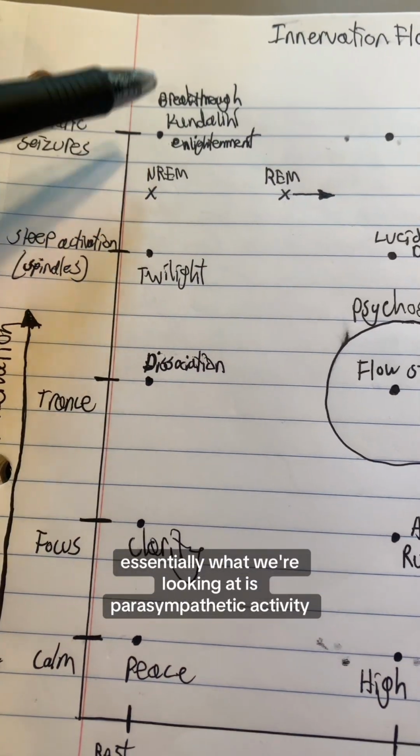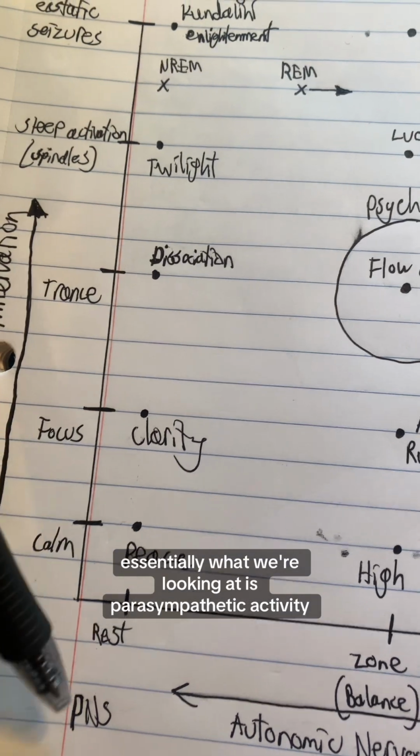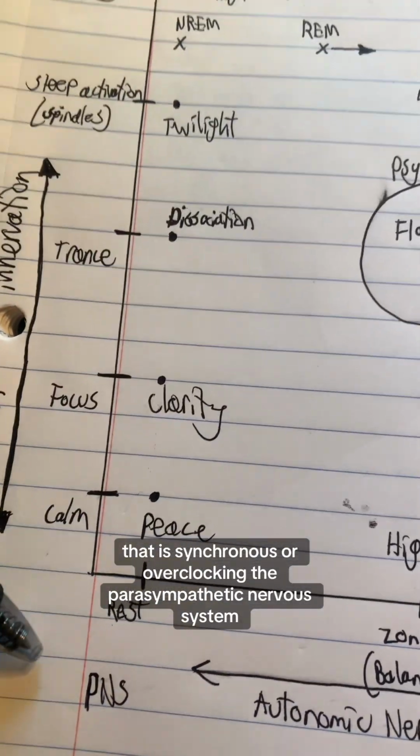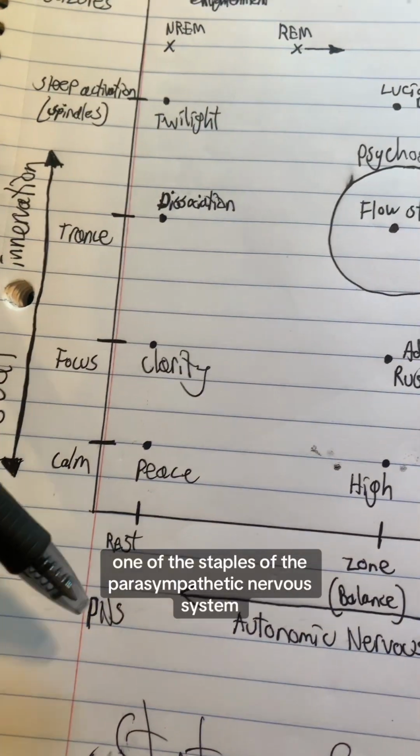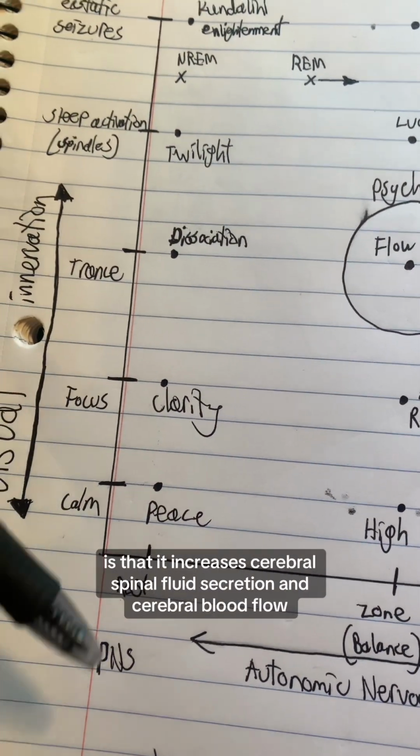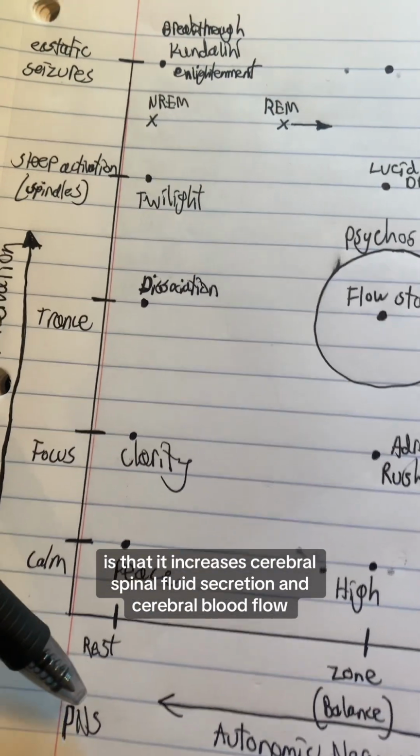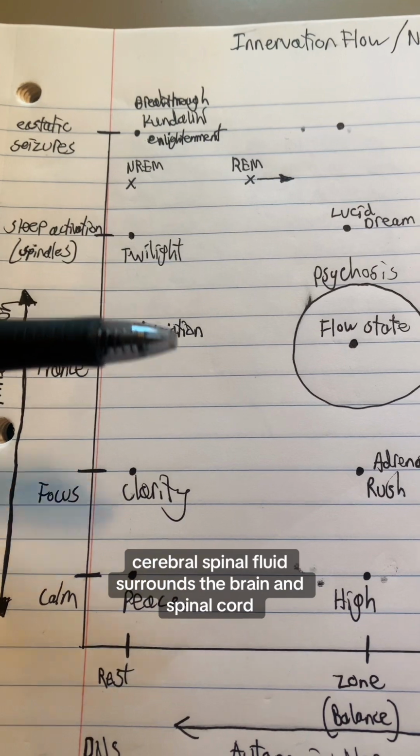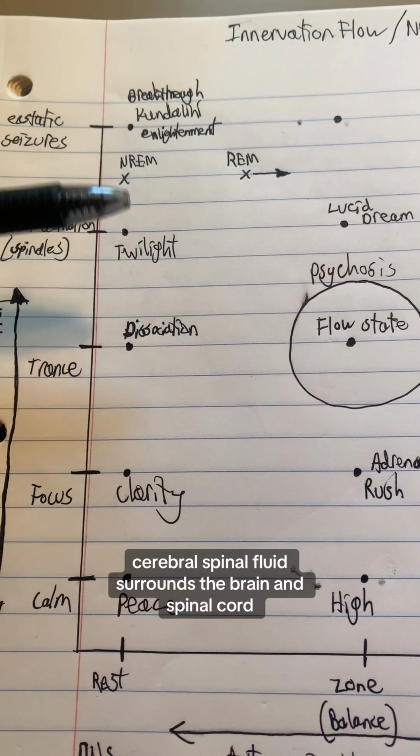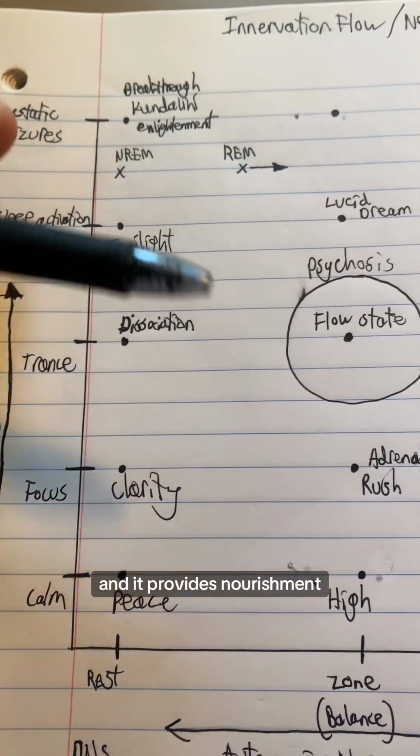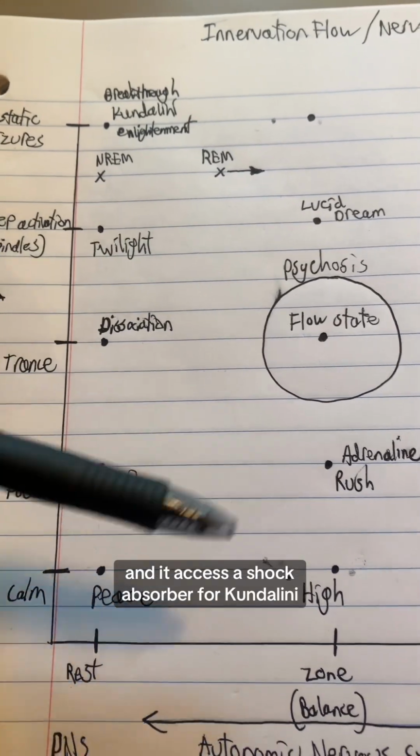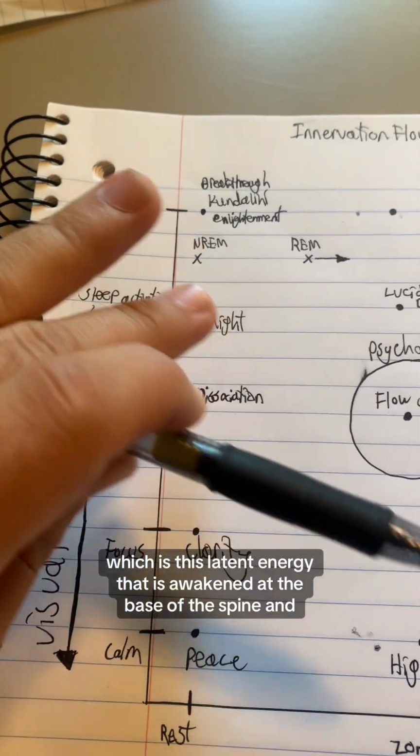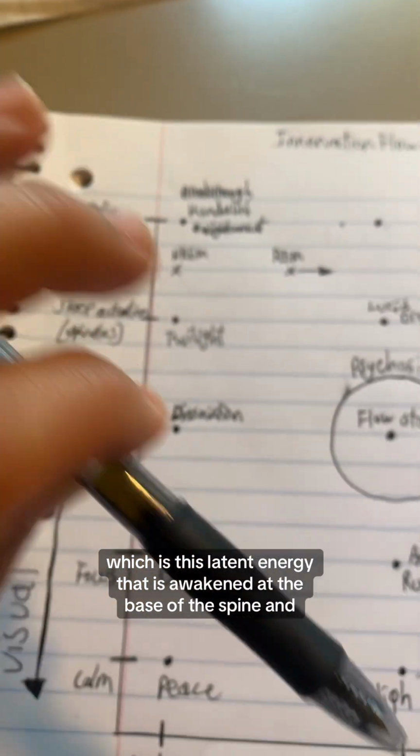Essentially, what we're looking at is parasympathetic activity that is synchronous or overclocking the parasympathetic nervous system. One of the staples of the parasympathetic nervous system is that it increases cerebral spinal fluid secretion and cerebral blood flow. Cerebral spinal fluid surrounds the brain and spinal cord, and it provides nourishment, it removes waste, and it acts as a shock absorber.